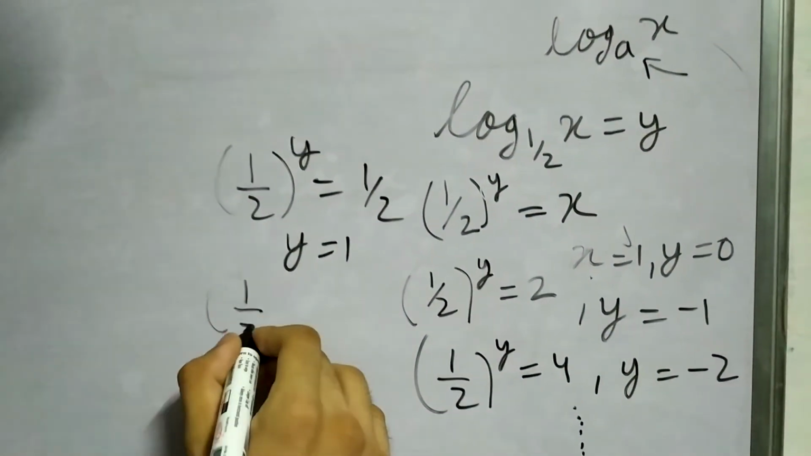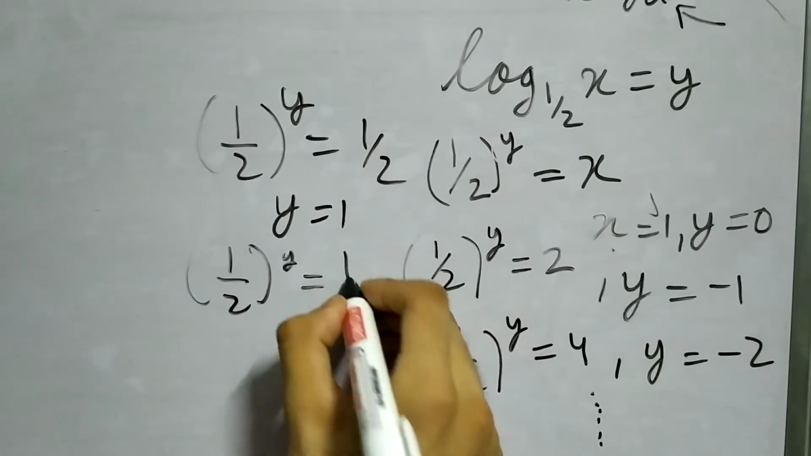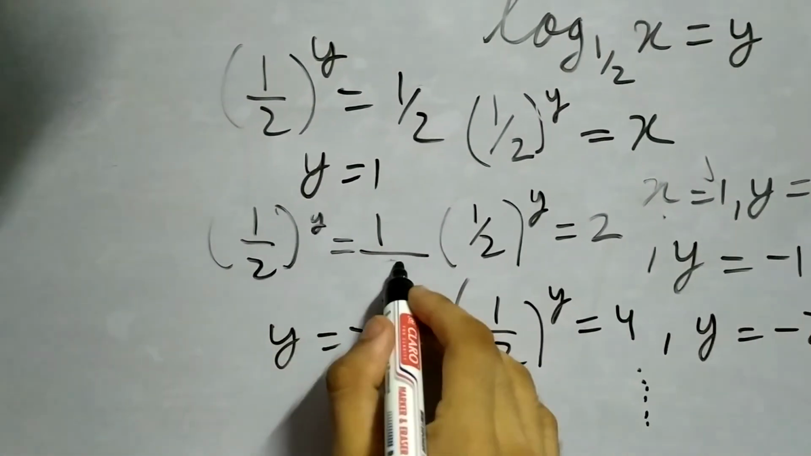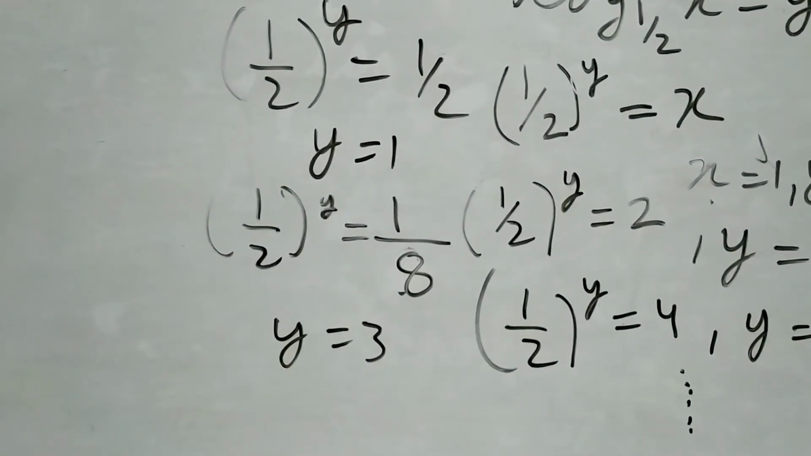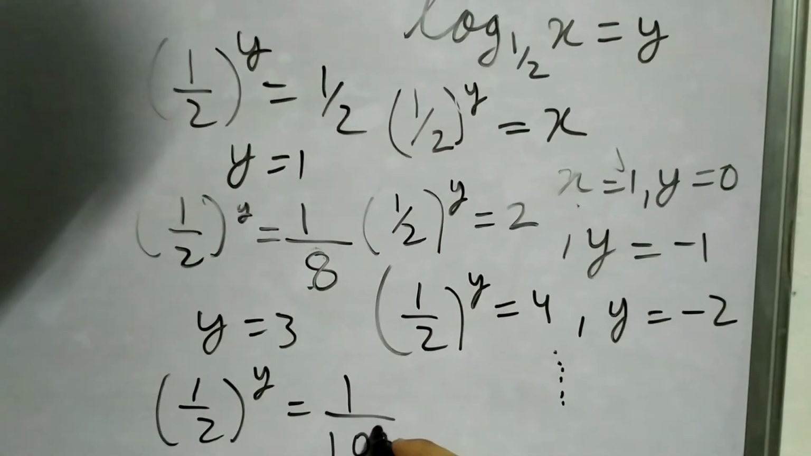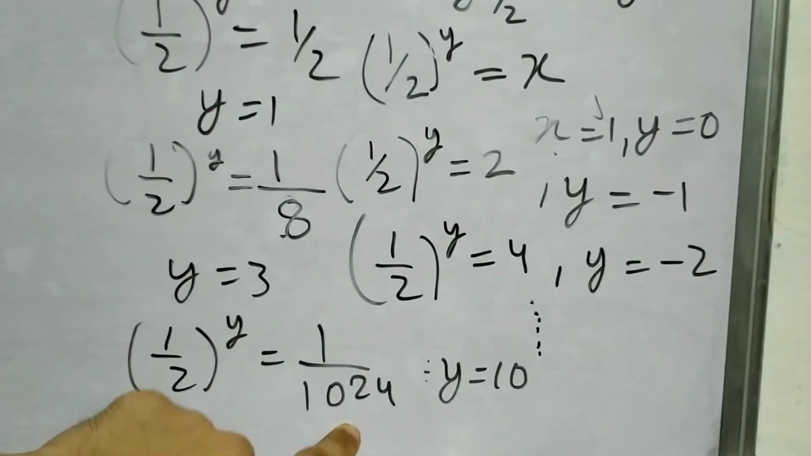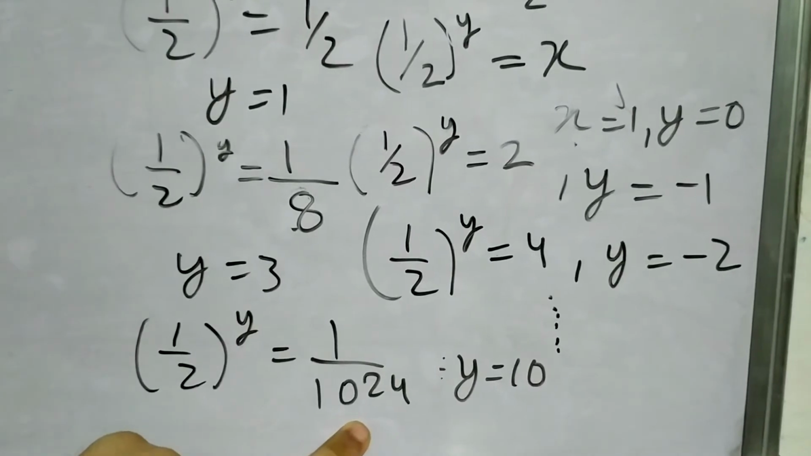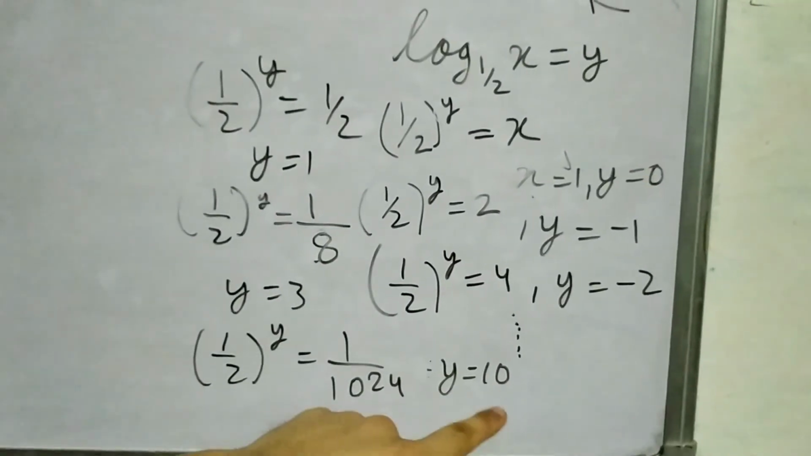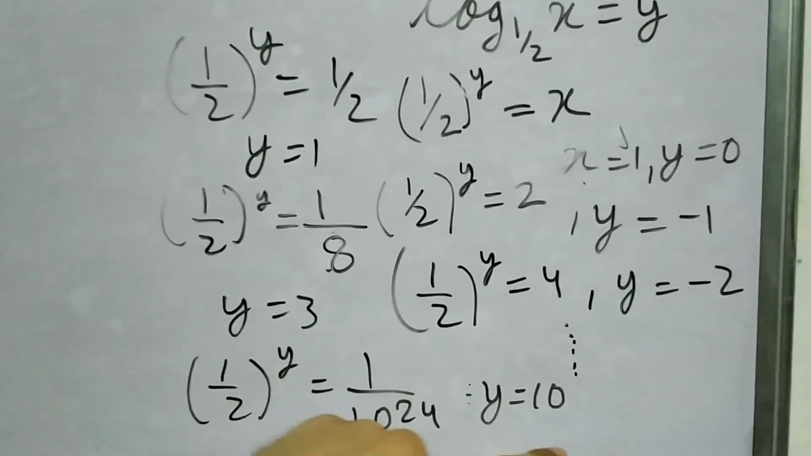Again, (1/2) to the power y is 1/8, so y is 3. Again x has decreased, x has become 1/8, y has increased. Again (1/2) to the power y is 1/1024, y will be equal to 10. So as x has gone very small, this is a very small value, right? The denominator is very large, the numerator is 1, so this whole quantity is very small. But since this is a fraction, your exponent is very large, 10.